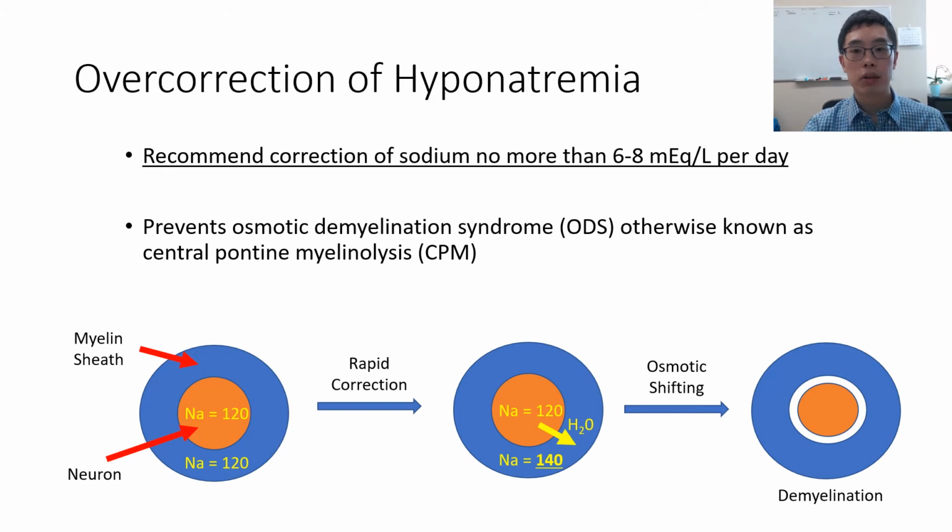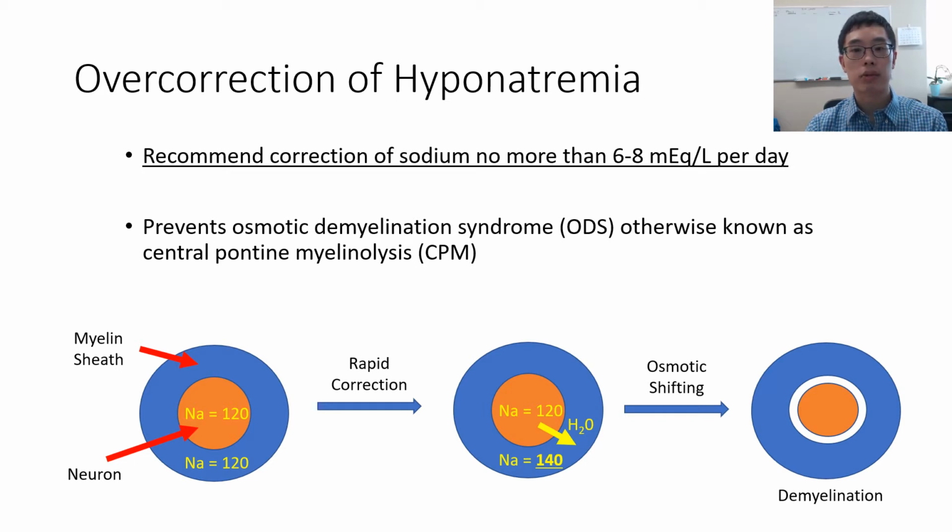Recall from previous videos that we should typically aim for a correction of about 6 to 8 milliequivalents per liter per day for hyponatremia. In fact, there are some nephrologists that would even advocate for a lower rate of correction of about 4 to 6 milliequivalents per day. But I think personally the limit of 8 is very reasonable, and there are a few studies that correction beyond this point would cause osmotic demyelination syndrome, or ODS.